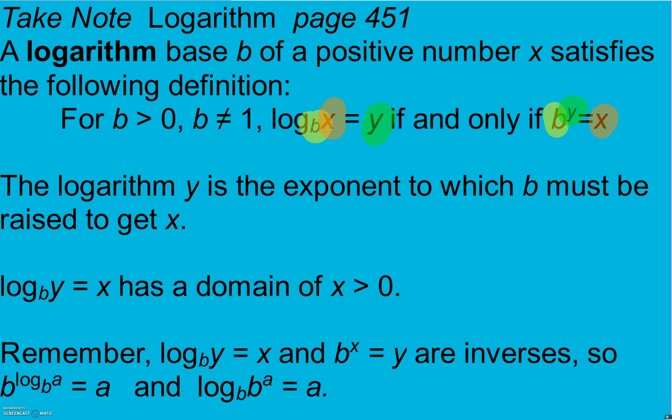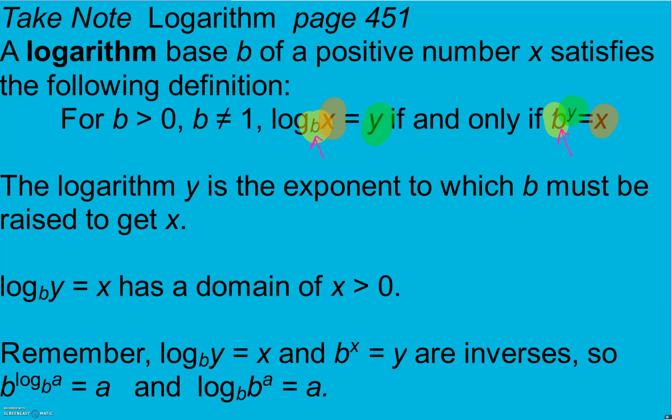I like to remember that the b here is lower, and our b here is lower in that it has an exponent that's higher. And what it equals is the exponent, because remember, logarithms are just exponents. It's the way that we can write the inverse of our exponential function. The logarithm y is an exponent to which b must be raised to get x.